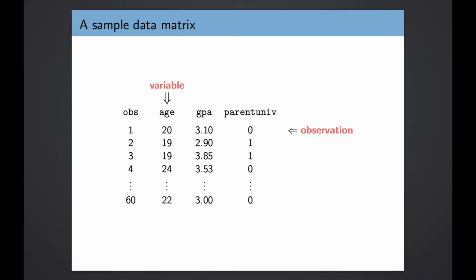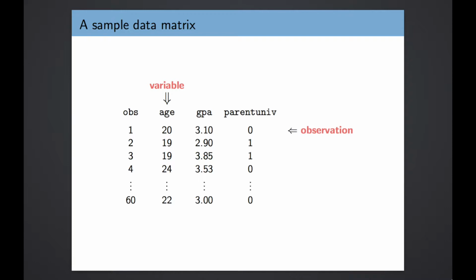So in this case, the variables that I have in the data set are the student's age at the time of the study, the student's GPA at the time of the study, and a variable that tells me if either of the student's parents has a college degree. Each of these variables has a nickname: age, GPA, and parent univ.